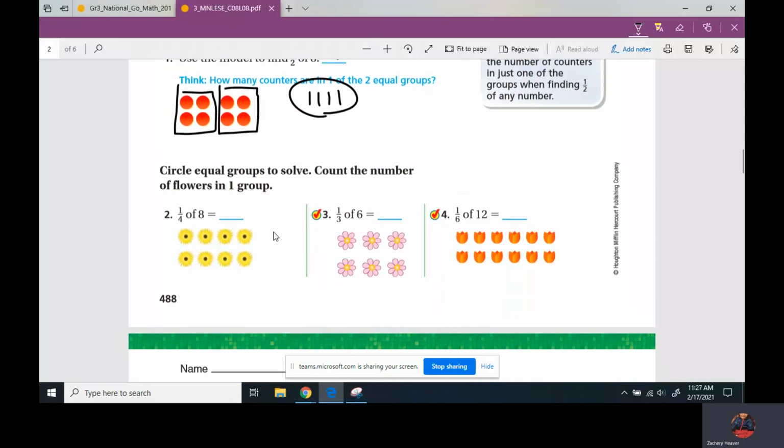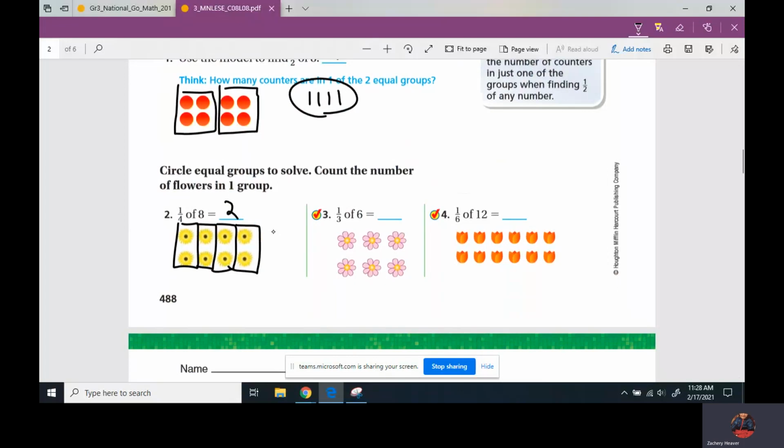Next one, 1/4 of 8. So ask yourself, how many times can 4 go into 8? 4, 8. We have to make 4 groups, and there are going to be 2 in each group. 2. That tells us right there.